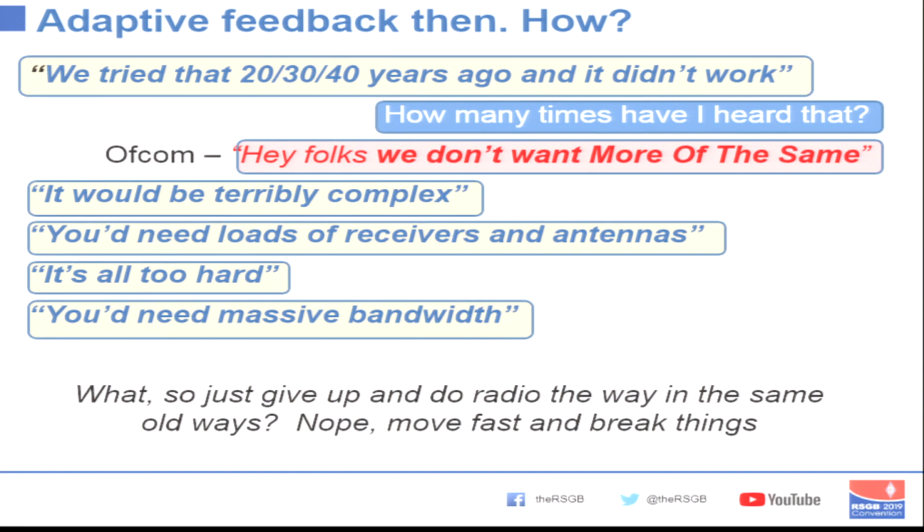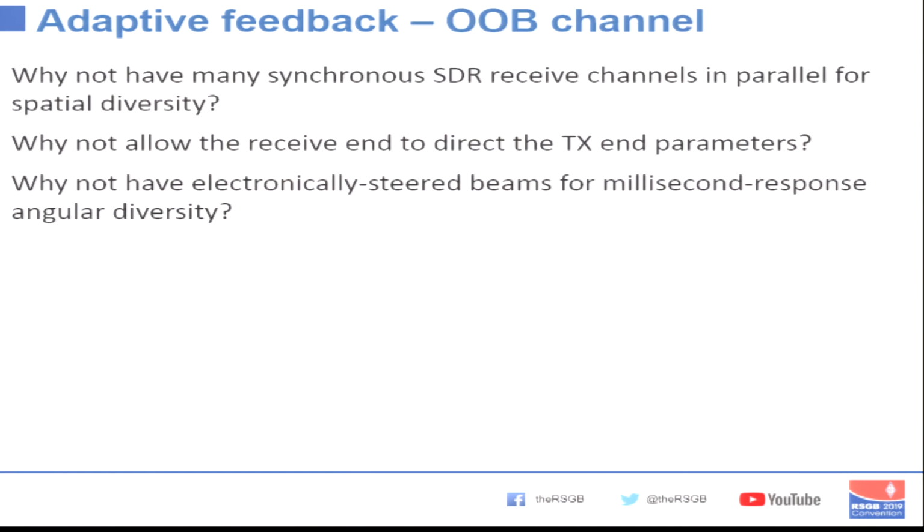Well, are we going to carry on as we are at the moment, or are we going to try and push the limits? So I'm voting for pushing. So why not have a whole set of SDR channels? Let's not stop at 16. Let's see if we can do more. Why not allow the receive end to tell the transmitter over a back channel like talkback, but done through the computers? And why not have electronically steered beams?